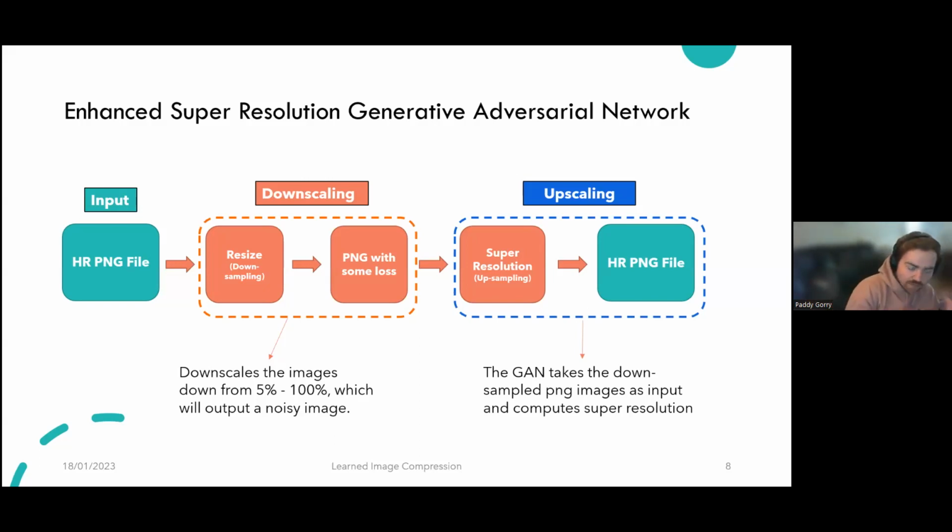So essentially we have an original PNG file at high res. This is resized, so it's downsampled, depending on how much compression you want. You can downsample that to anywhere between 5% and 100% of the original image. So you're going to get a PNG that has some sort of loss because you've scaled it down so much. That image then is our compressed image. And then if we want to bring that back up to the original size, we can use our super resolution to upsample that image and get hopefully an exact recreation of our original high-res PNG file.